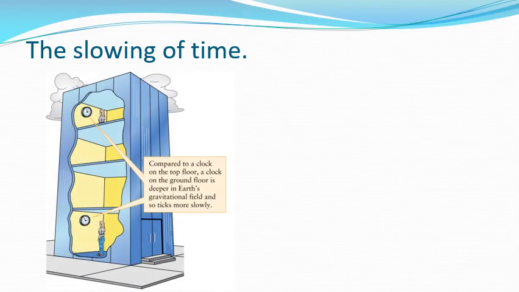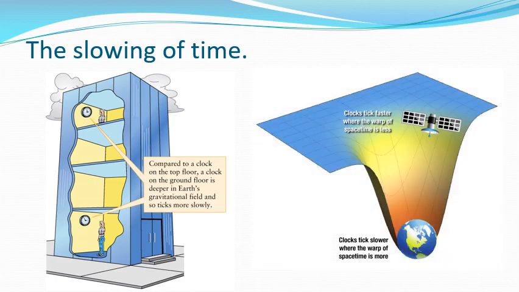Okay, so here's another diagram showing that compared to a clock on the top floor, the clock on the ground floor has a greater gravitational field strength, so it will tick slightly slower. Of course, you need a very, very precise clock to be able to see the differences. And that's because the curvature of space-time is greater, and that's what is having the effect on the ticking of the clock.